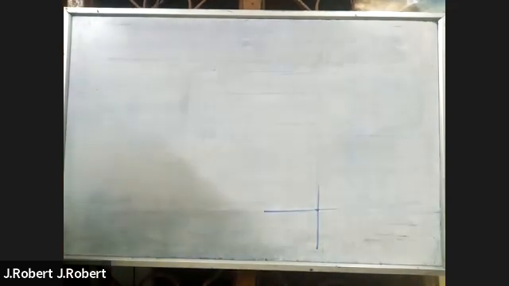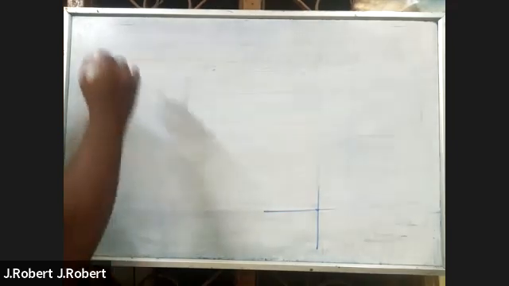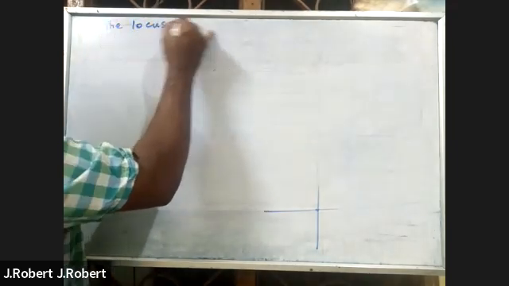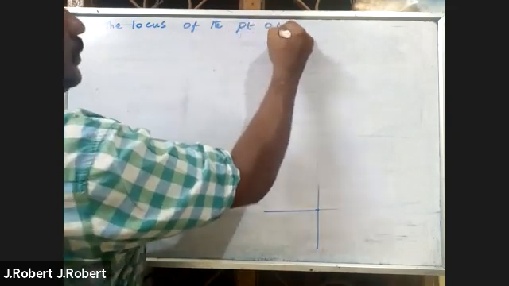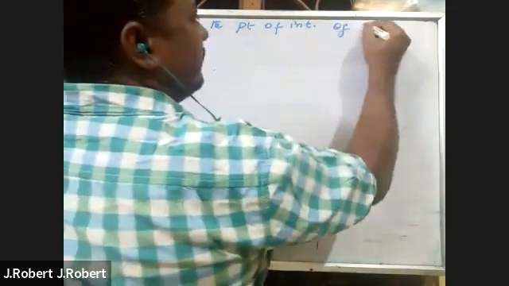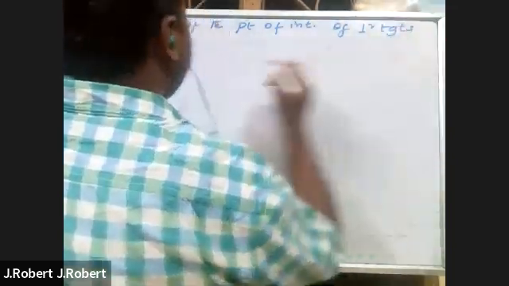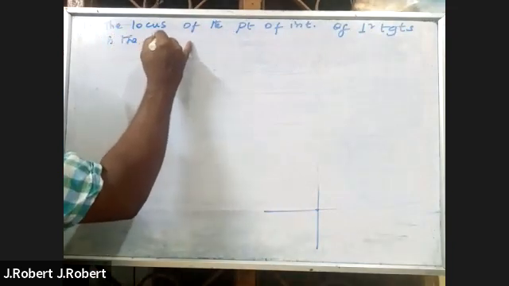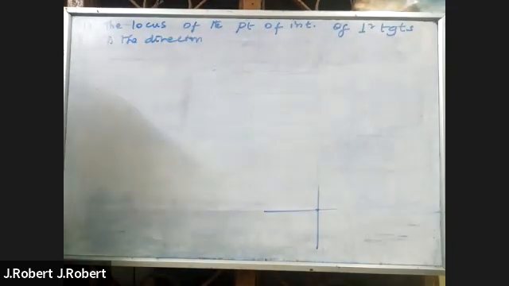The first result: the locus of the point of intersection of perpendicular tangents is the directrix. See, the point of intersection of two perpendicular tangents is the directrix. And the locus of the point of intersection of the perpendicular tangents is the directrix.